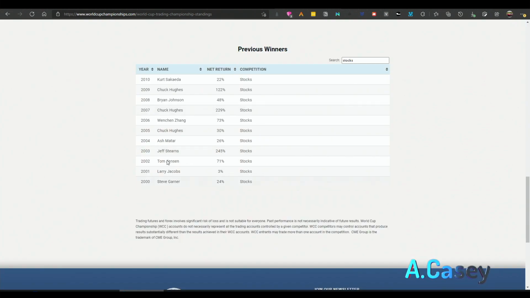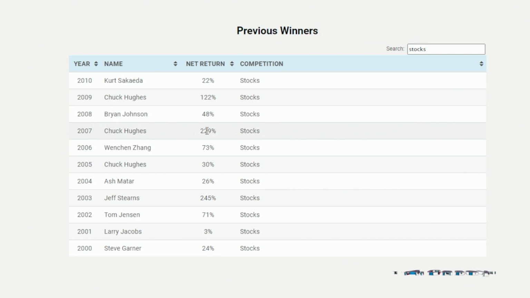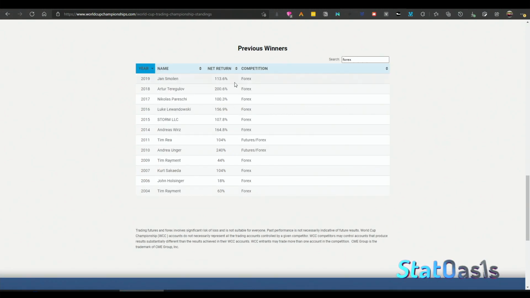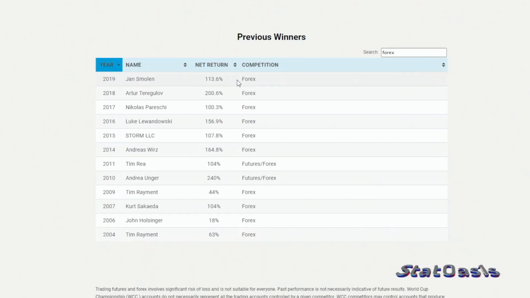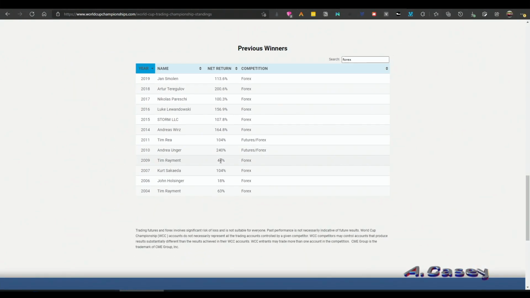This is the competition for stocks up to 2010. And look at this. So 122, 229, 245. These are the outliers. Otherwise, everything else is under 100%. And if we go to Forex, even though in Forex you can get 100 or 500 to 1 leverage, the average is between 100 and 200%. So I will assume that 63 and 18, 44 are outliers. Everything else is above 100, and we have 200 here and 200 here.